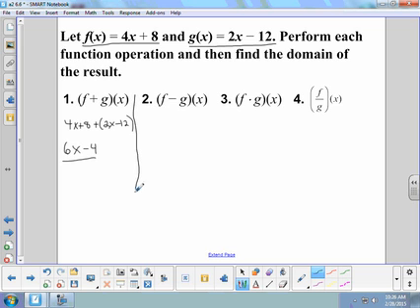Let's go ahead and do number 2. My f function minus my g function. And on this one, I'm going to make sure I put that in parentheses because I have to distribute that minus sign. I'm subtracting the 2x and subtracting that negative 12. So that's the same as 4x plus 8 minus 2x plus 12. I'm going to get 2x plus 20.